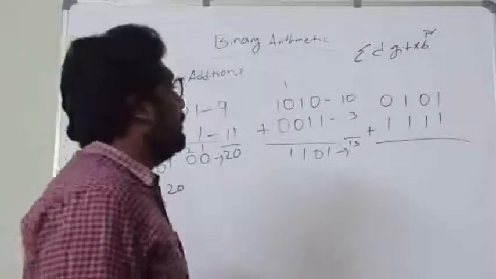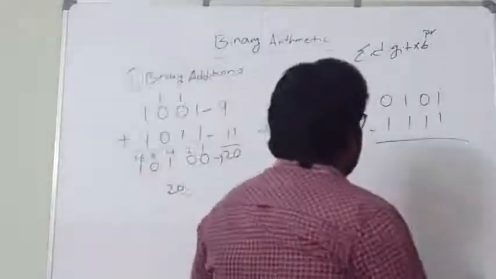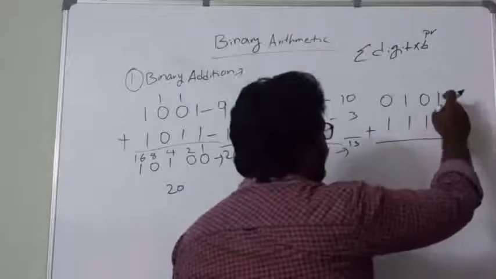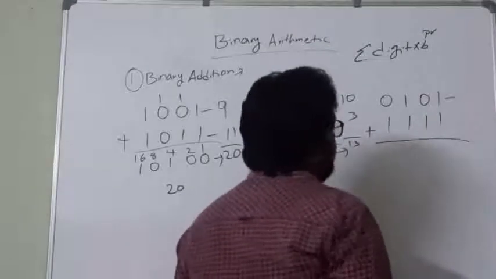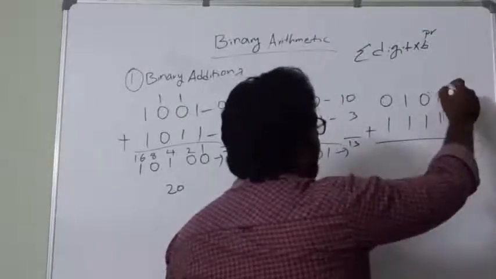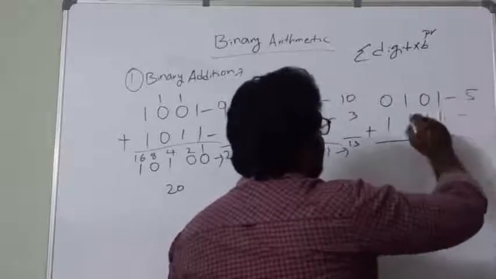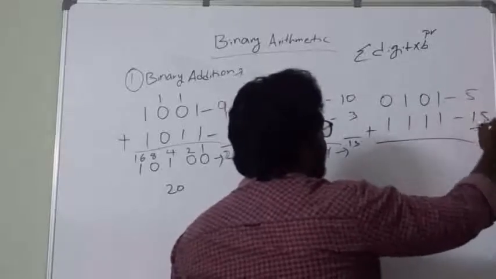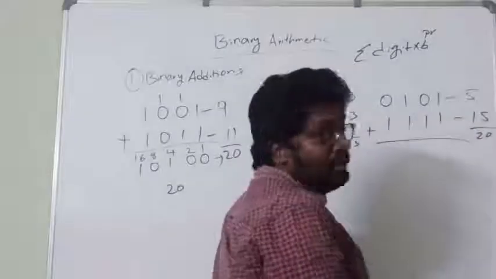So let us see one more example. The decimal equivalent for this binary number is 4 plus 1, which is 5, and this is 15. The resultant must be 20, right?